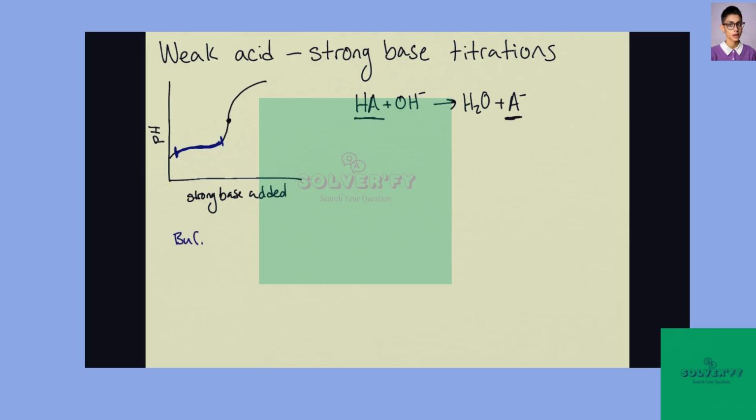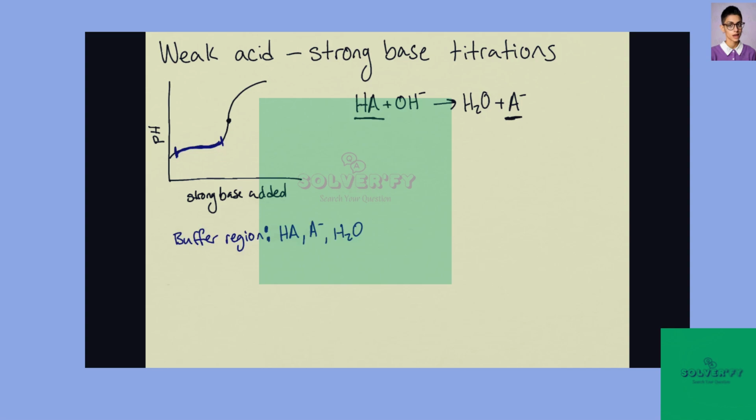So in the buffer region, we have the weak acid, we have the weak acid's conjugate base, and we have water. Any hydroxide ions from the strong base are going to immediately react with the weak acid to form that conjugate base and water. So we have these three molecules present in the buffer region.